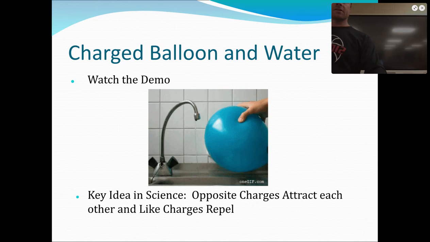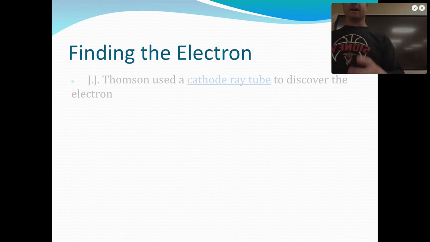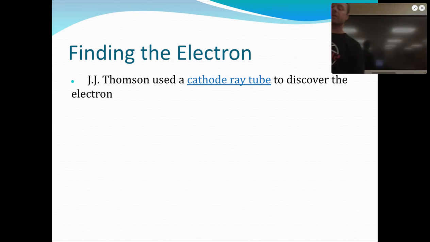If you can remember that, you're going to be in good shape. Okay. The first particle that was found in the atom was the electron, and the scientist who is given credit for this is a guy by the name of J.J. Thomson. He used something called a cathode ray tube to discover the electron.